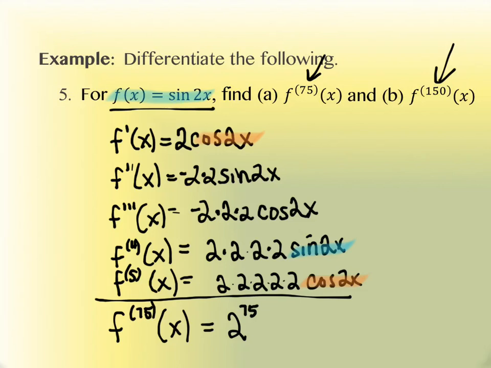Okay, so when we were looking at the odd derivatives, the first one and the third one, I'm getting cosine of 2x, agreed? For odd derivatives. And if I'm looking at the even ones, I'm getting sines of 2x, agreed? So if I'm looking at the 75th derivative, am I going to have a cosine or a sine? Cosine. I'm going to have a cosine.